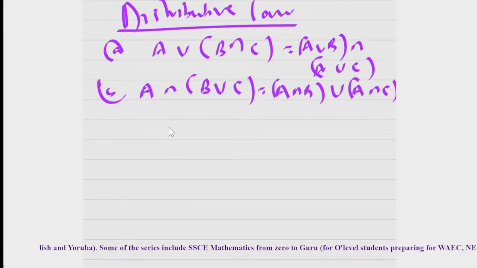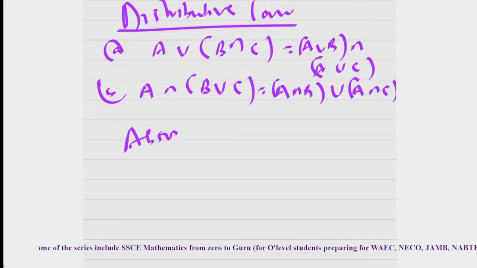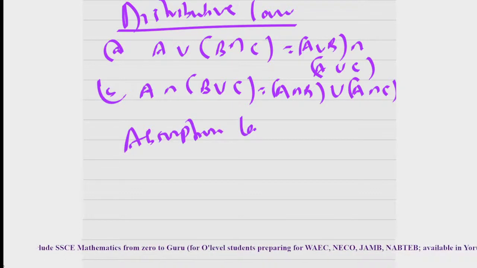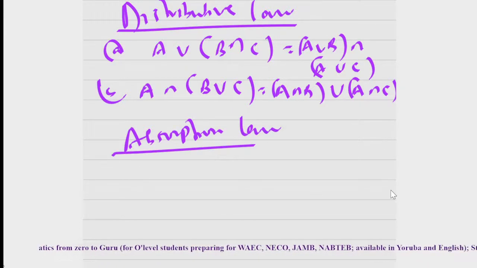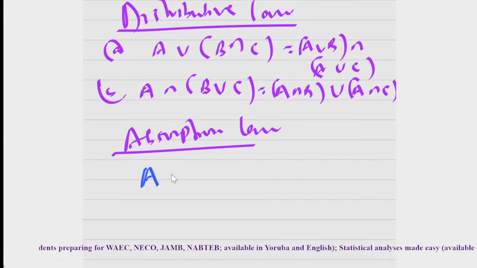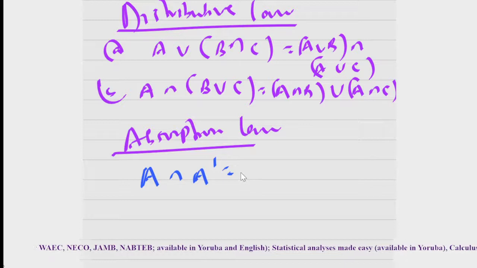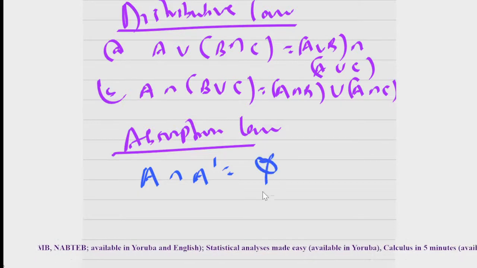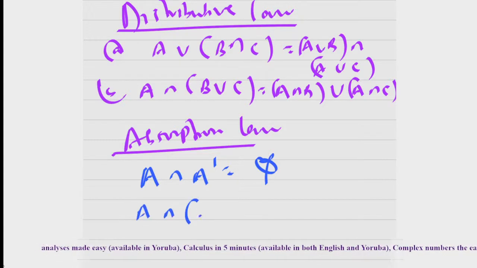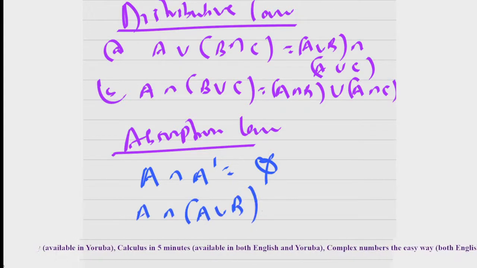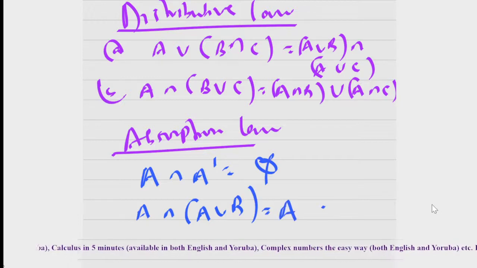Another law I'm going to tell you is known as absorption law. I think I've said that the other time. So what is absorption? Absorption is that your A intersection A complement, you know I described it over there, that's going to give you empty. You understand now? Likewise your A intersection A union B is nothing but A.